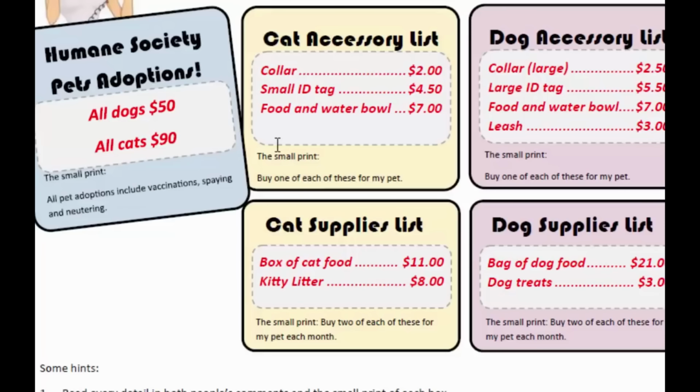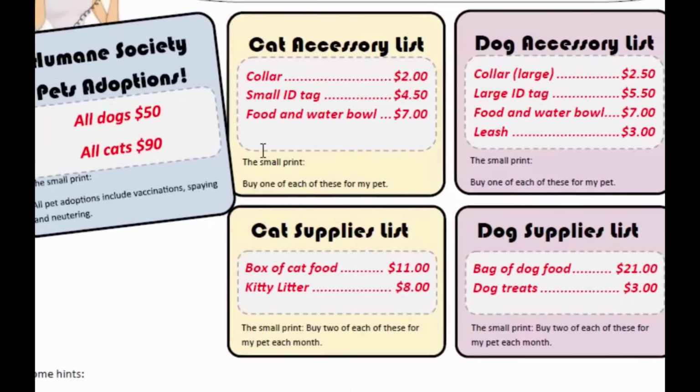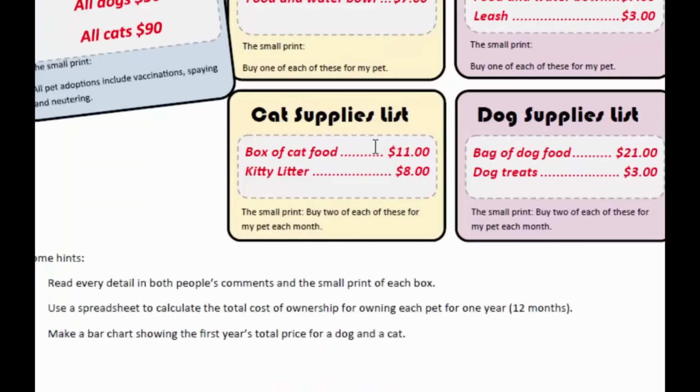However, there are more expenses than just buying the cat or the dog. First of all, this is a list of what we consider necessary accessories. The cat has 3 items, the dog has 4. So you have to buy this one time. The second box shows the ongoing expenses. A box of cat food, kitty litter, and the small print says buy 2 of each of these for my pet each month. And so we'll double that expense each month. The dog has some expenses too. His dog food is more money, and his dog treats are also an expense.